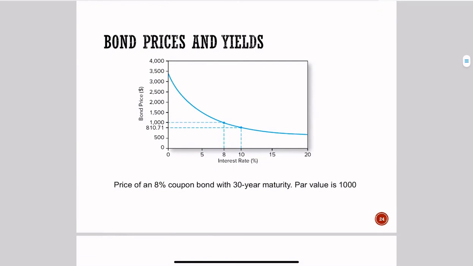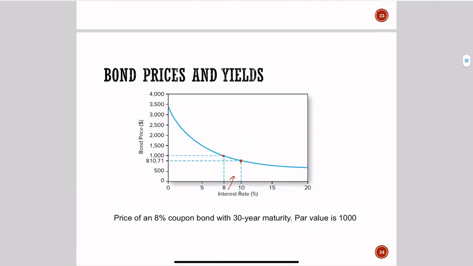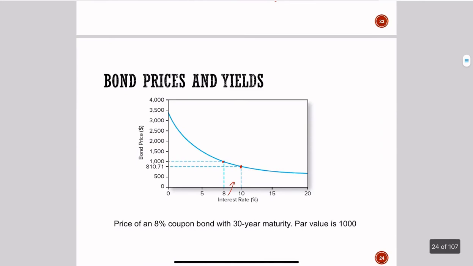So this is basically a graphic representation of the previous result. It shows you that at the interest rate of 8, we have $1,000 as the bond price. If interest rate increases from 8 to 10%, we have this lower value, which is $810 as the bond price. So now we will start talking about the relationship between bond price and yields. Again, here, just consider yields as interest rate.